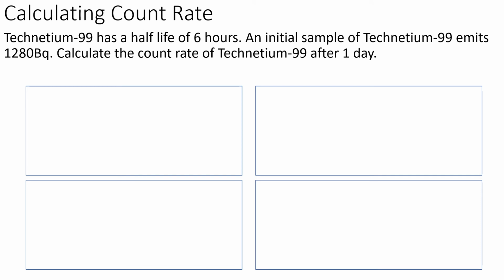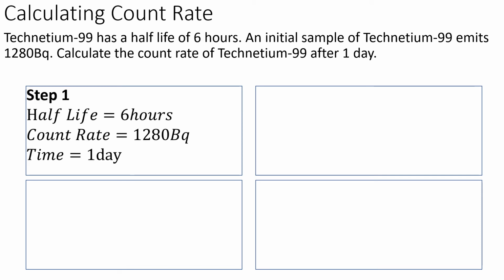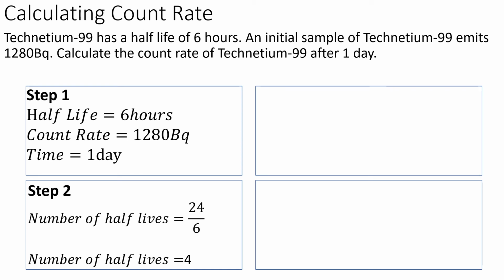So, firstly, we write down everything we know. We know that the half-life is 6 hours, and we know that the count rate is 1,280 becquerels, and we've had an entire day. So we need to work out how many half-lives it has been. So the number of half-lives is 24 hours divided by the 6 hours for the half-life. That gives us that there has been 4 half-lives in this time. Finally, complete the last 2 steps yourselves. Make sure you write out all the steps clearly in your notes.